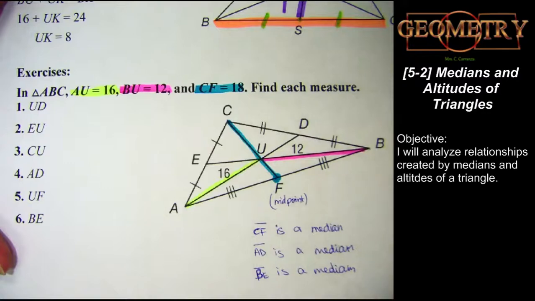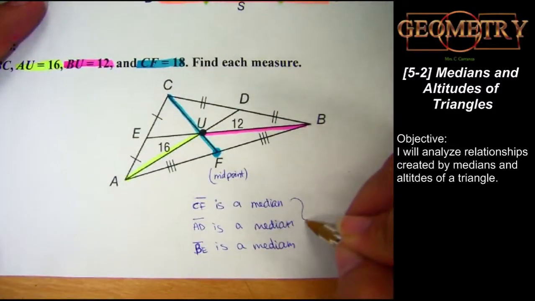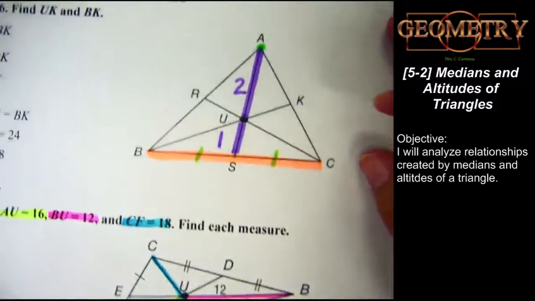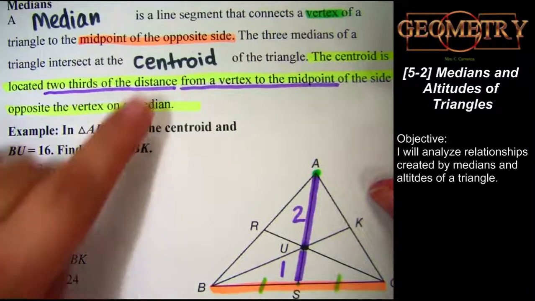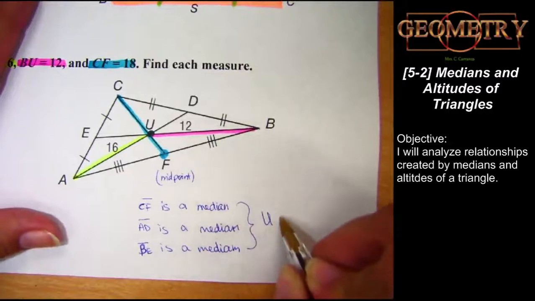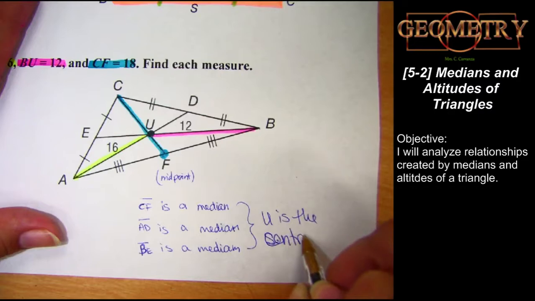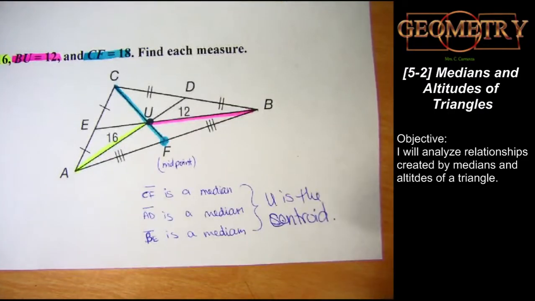This point U in the very center, what kind of point is that? What kind of point is U? All right, let me scroll back up. We've got 3 medians intersecting. When we have 3 medians intersecting, we call it the centroid. Very good. This means that U is the centroid. Let's spell centroid right. It's with a C, not with an S.